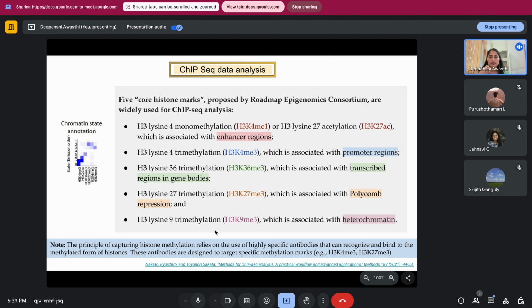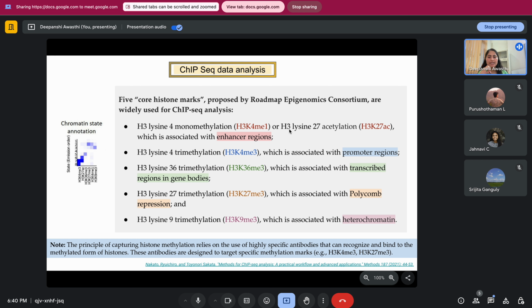So now let's look at these chromatin states, and how you can predict them. There are 5 core histone marks with which you can identify what the chromatin state will be. This has been proposed by the Roadmap Epigenomics Consortium. Firstly is the H3 lysine 4 monomethylation. If we talk about histones, there are H1 to H4 histones, and there is an octet which is present. H3 lysine 4 means that in the third histone protein, at the 4th position there is a lysine which gets monomethylated, that means a single methyl group is attached to the 4th lysine of the 3rd histone.